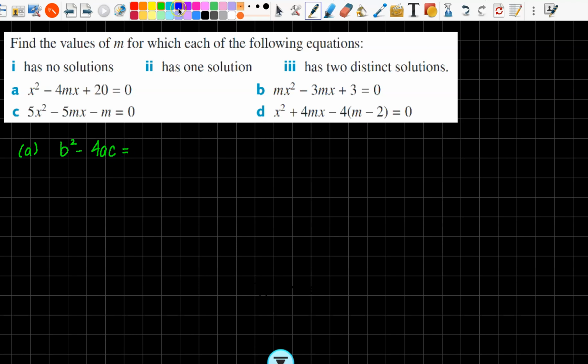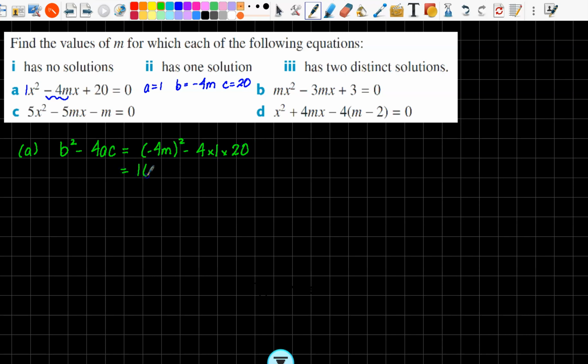So that comes back to, well then, what's our a, what's our b? We've got a 1 there, that's our a. We've got our b, which is your whole coefficient of x, so that's minus 4m, and your c is 20. Okay, so let's pop these in. It's going to be minus 4m squared, that's our b squared, minus 4 times our a value is 1 and our c value is 20.